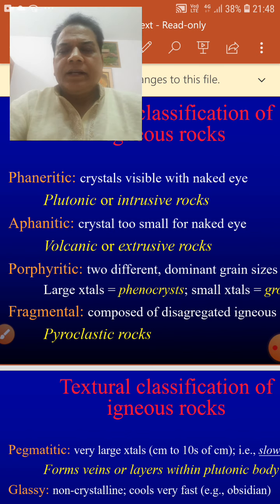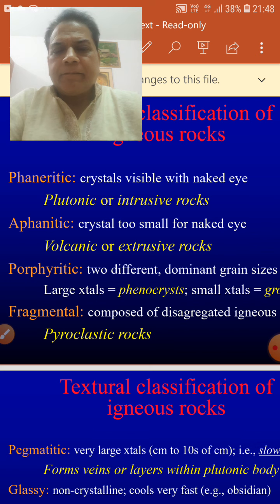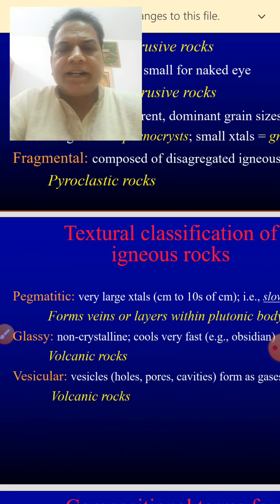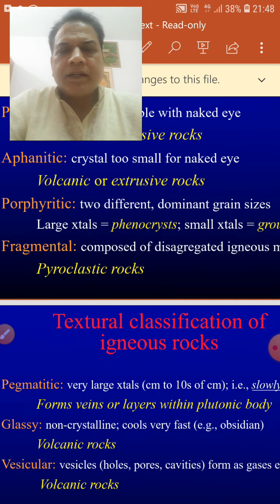Then next is the fragmental, meaning composed of disaggregated igneous grains, composed of all your pyroclastic rocks. They have the fragmental texture, meaning these tuffs and breccias have different clasts embedded in the ash or material. That is called fragmental.